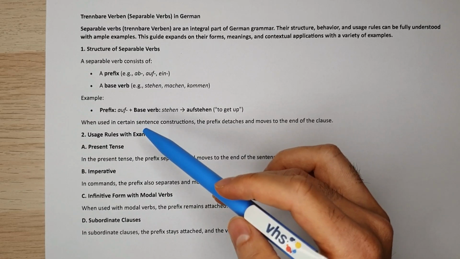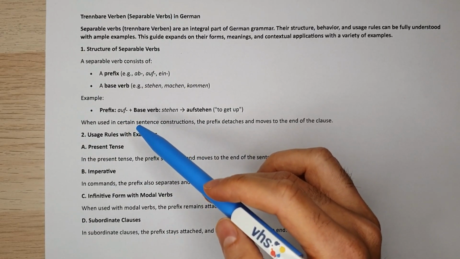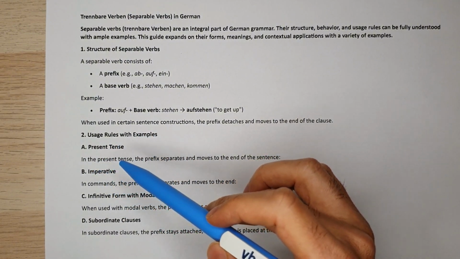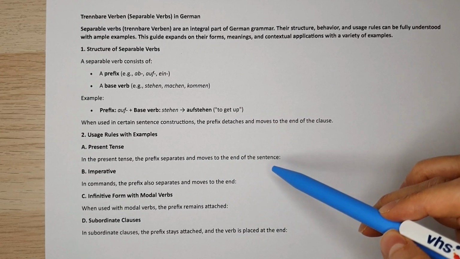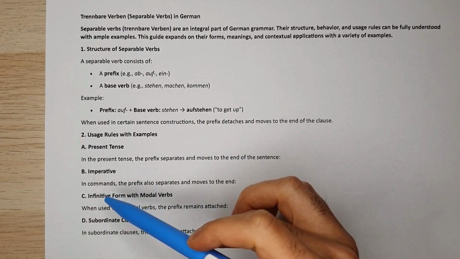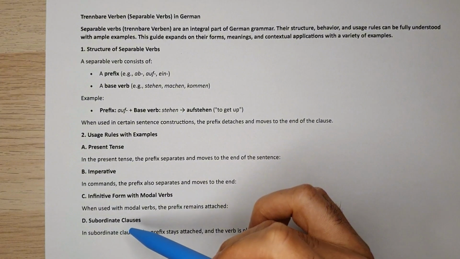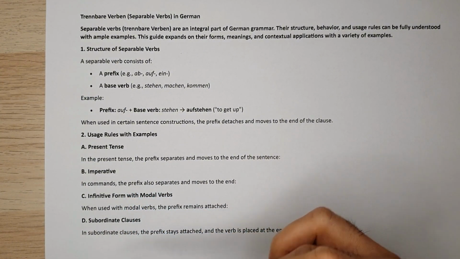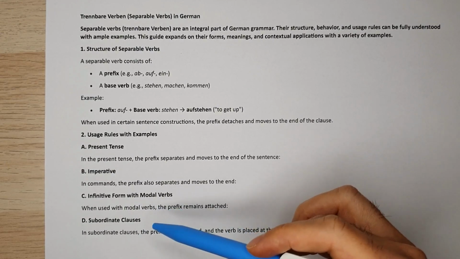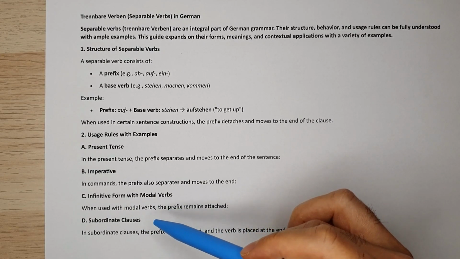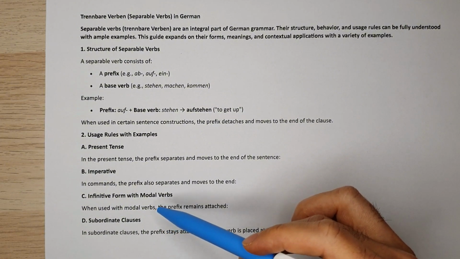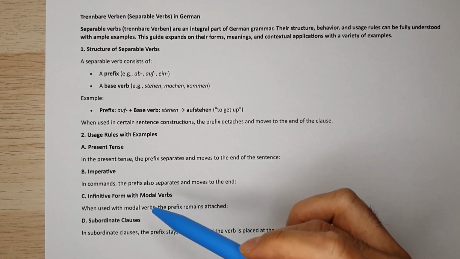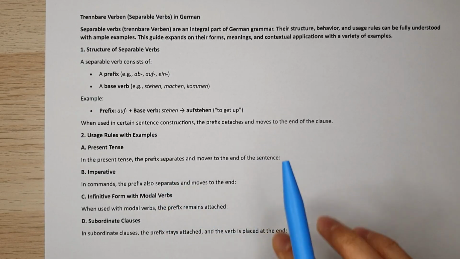So there are certain cases in which the separable verb will separate, and in other cases it will stay the same. For instance, in present tense and in imperative case, the prefix will go to the end of the sentence. But in case of infinitive form with modal verbs and in subordinate clauses, or Nebensatz it's called, you have the separable verb basically in its original form. It doesn't basically separate. And in those cases, all you have to know is that the auxiliary verb comes before the actual trennbare or separable verbs. So now I'm going to go to the detail in that.